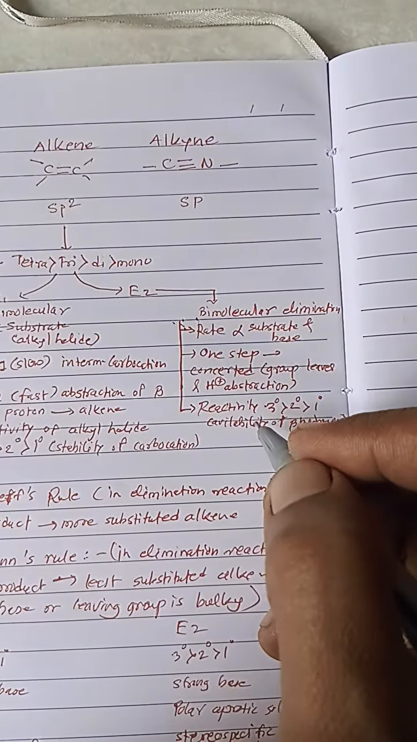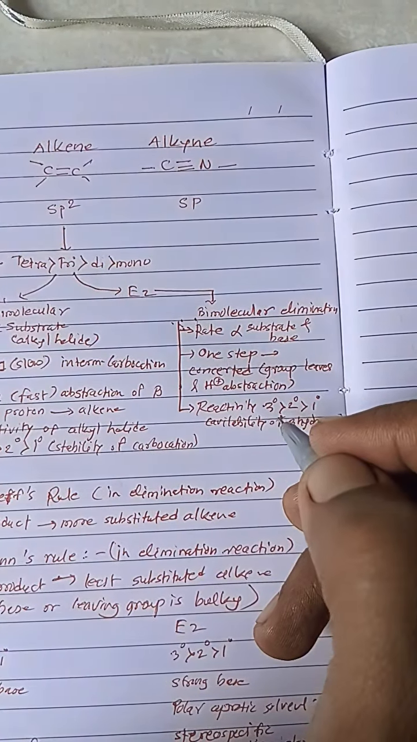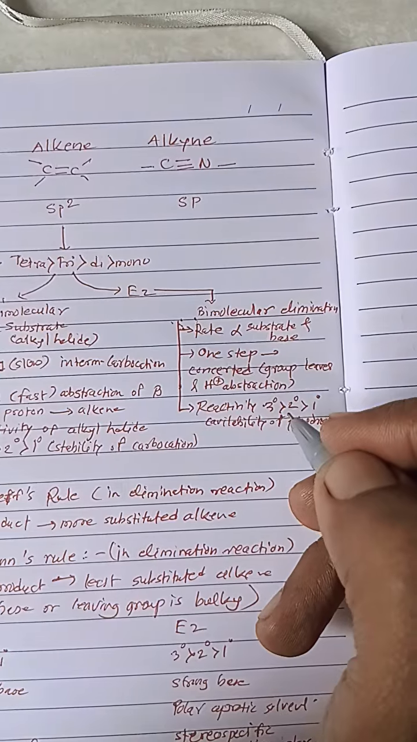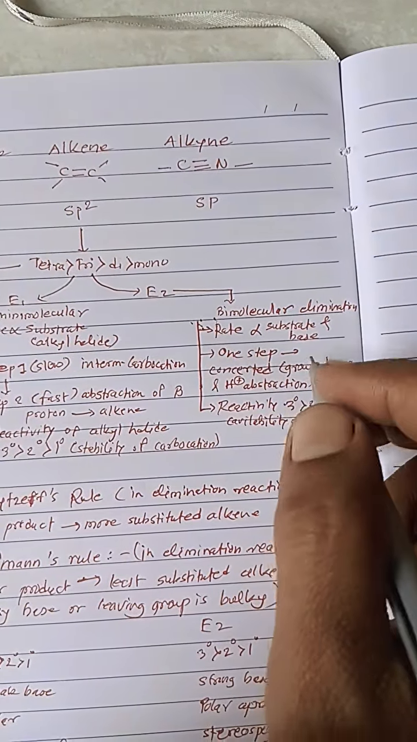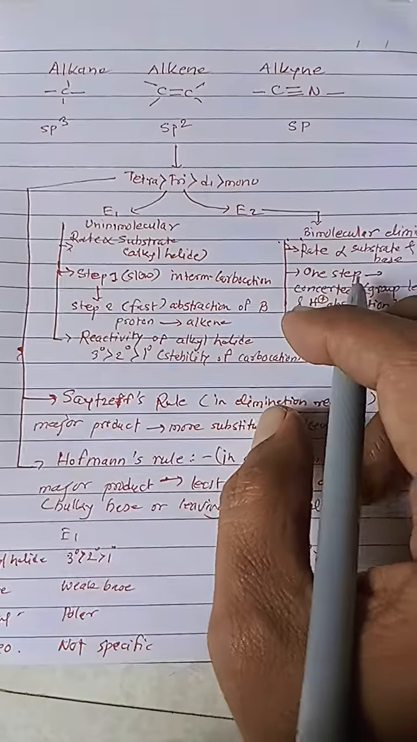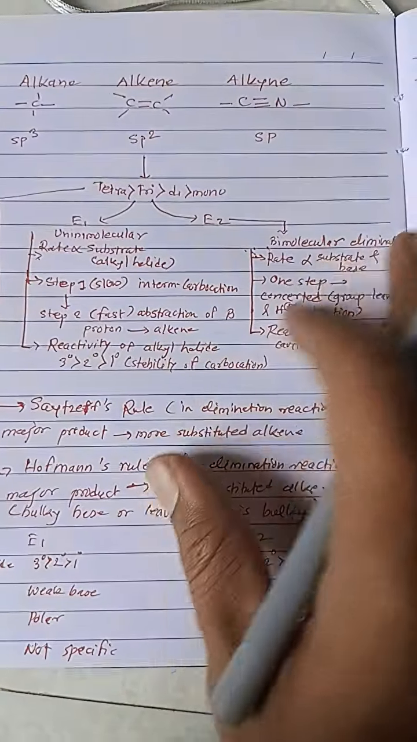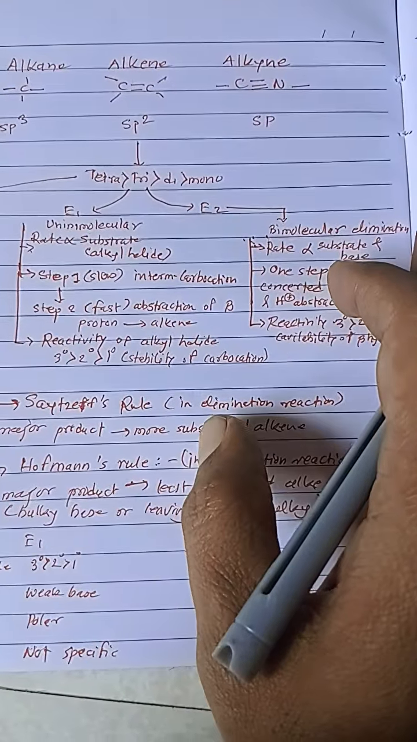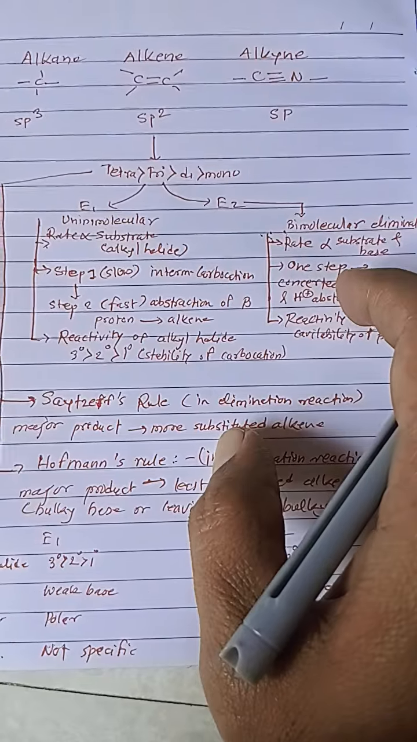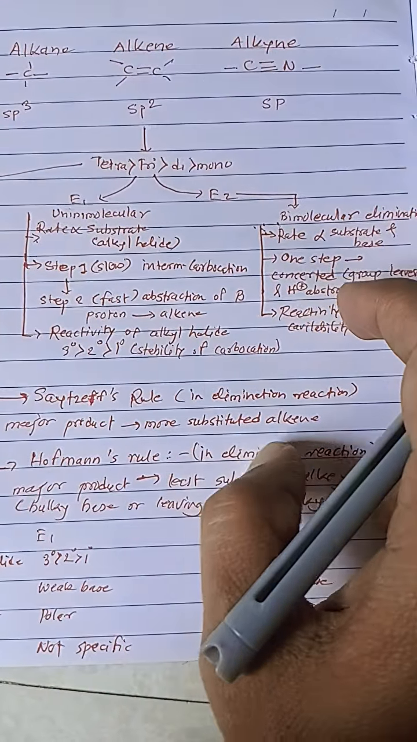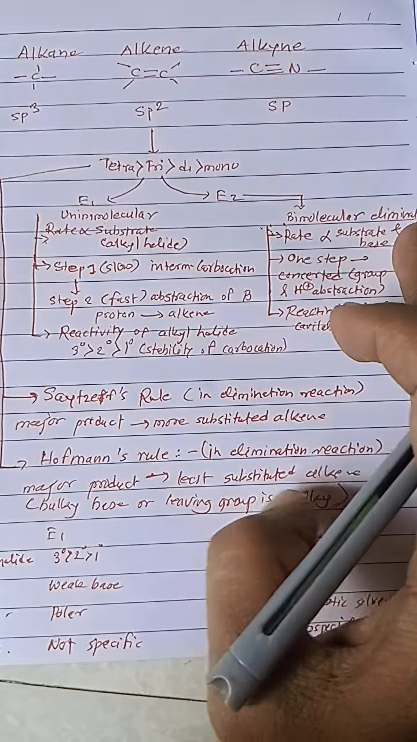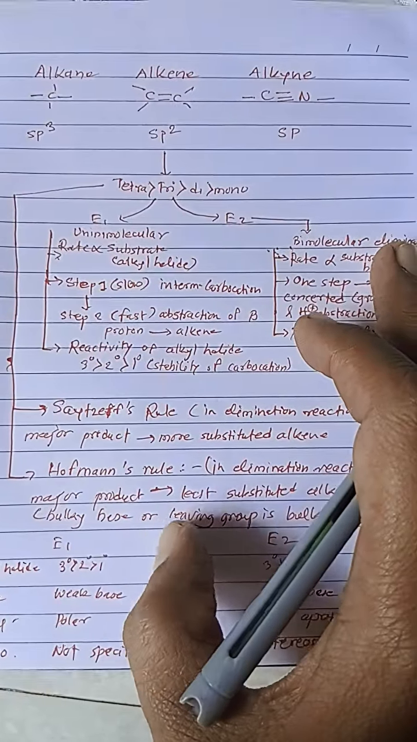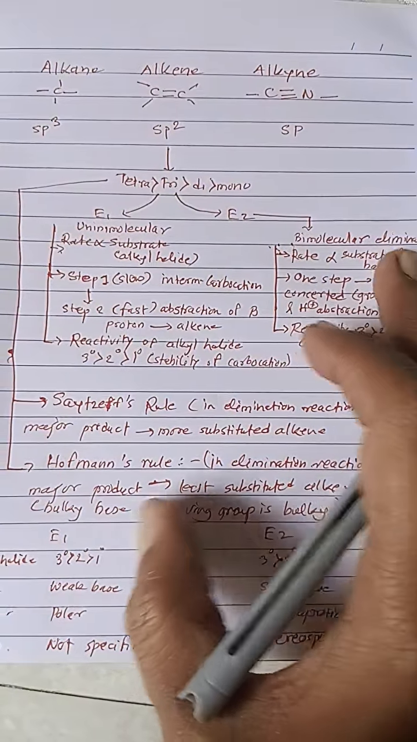Tertiary alkyl halide is more reactive than secondary, which is more reactive than primary, to form this alkene by the E2 mechanism. There are two important rules. Saytzeff's rule, in an elimination reaction, says that the major product is the more substituted alkene, and Hofmann's rule says that in an elimination reaction, the major product is the less substituted alkene.